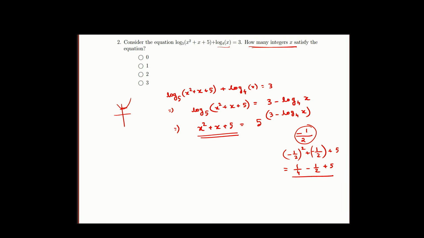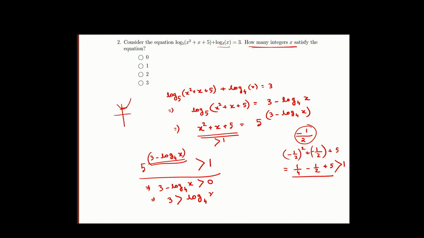So whatever the value it is, it is strictly greater than 1. So this left hand side is strictly greater than 1. So our right hand side also has to be strictly greater than 1. When will it be strictly greater than 1? When this power 3 minus log base 4 of x is strictly greater than 0. When will it be strictly greater than 0? When log base 4 of x is strictly less than 3.